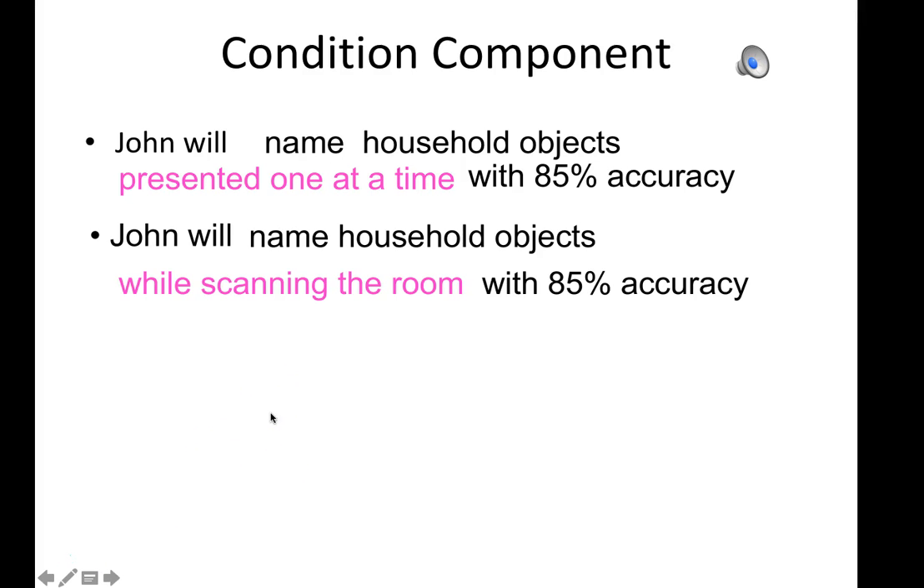Okay, so here's an example of the condition component. John will name household objects presented one at a time with 85% accuracy, or John will name household objects while scanning the room with 85% accuracy. You can see that that's different. In one condition, the clinician is holding up the object and saying, tell me what this is. In the other, the clinician is saying, look around the room and name as many things as you can, right? So he's scanning the room. You're going to get different data for those different conditions, so you need to know what your condition is that you're measuring.